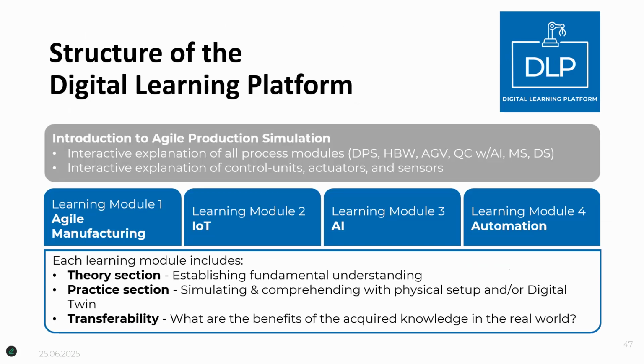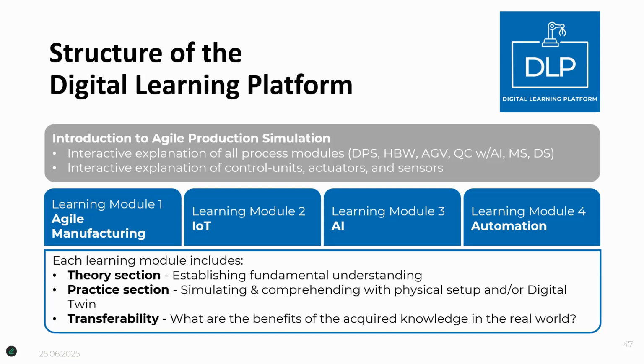Now, to give you a better idea, this page helps to illustrate the structure of what is being covered by the digital learning platform. As you can see here, users start with an introduction to the Agile Production Simulation. This begins with an interactive explanation of each of the process modules, as well as of the control units, the actuators, and the sensors being used. Following this, the main instruction is broken up into 4 separate modules. One is focused on agile manufacturing, the second on the Internet of Things or IoT, the third on artificial intelligence, and the last on automation.